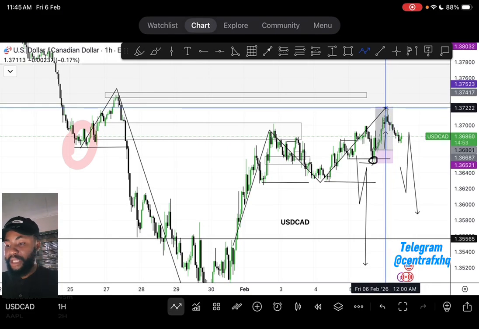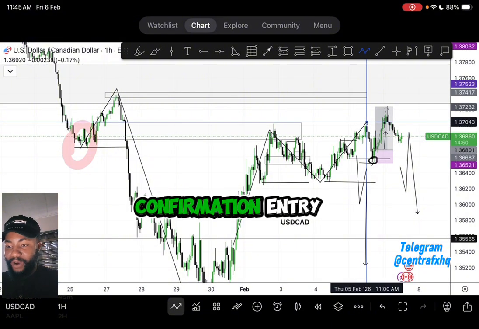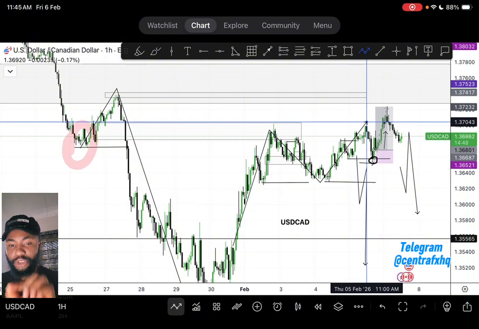So that's why it is very good to wait for a confirmation, which is a shift in structure. You need to wait for that. Very, very important if you want to stay long in the game and you want to preserve your account.